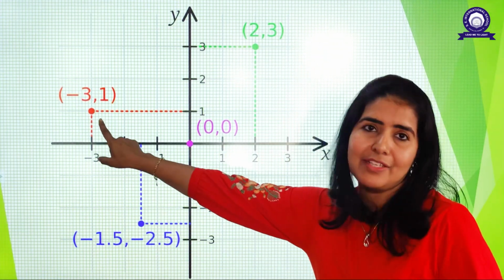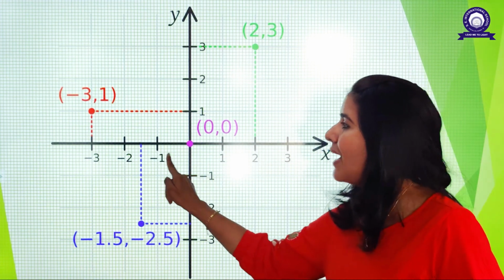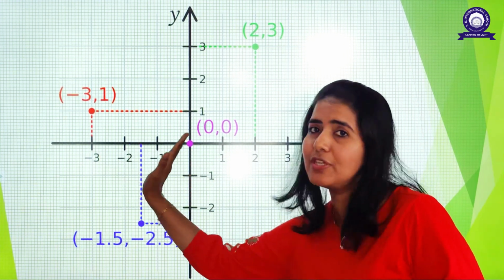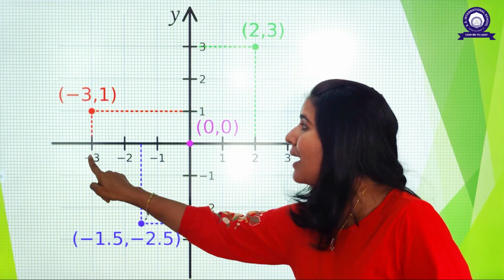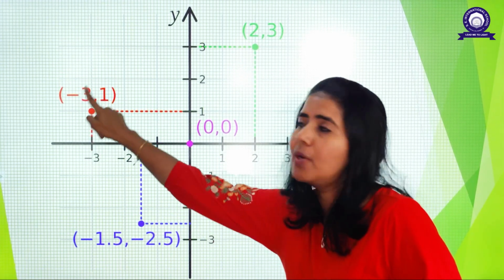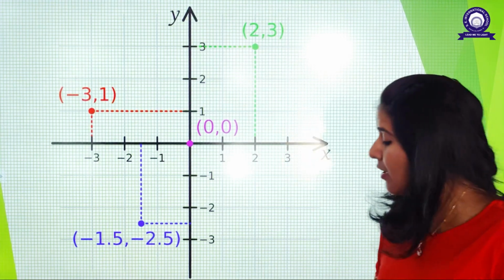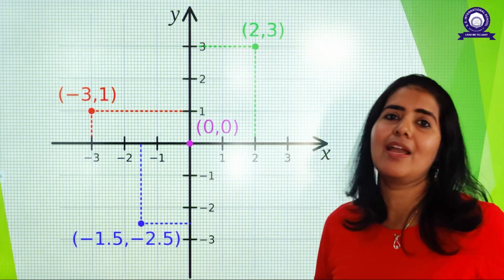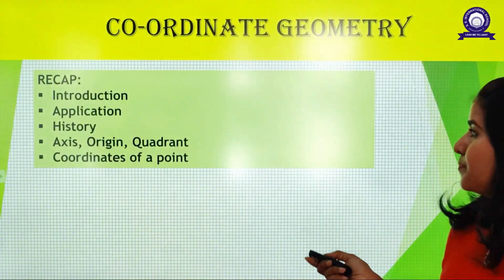For example, (-3, 1). You have minus 3, because it's left, so you will take it on the left side, students. Minus 3 and 1. They both meet here, so this particular point will be (-3, 1). Similarly, you can track many other points.